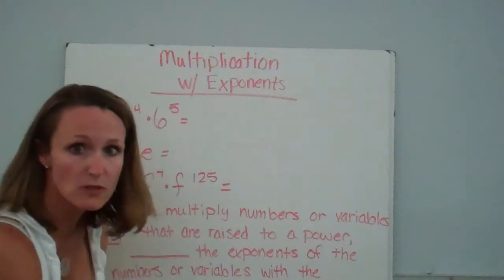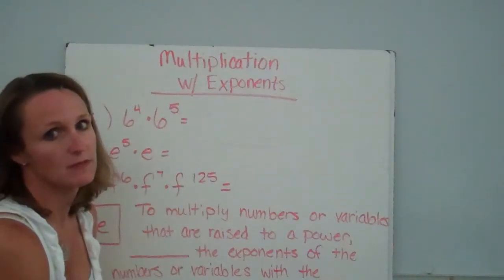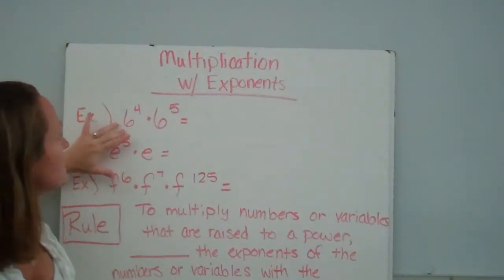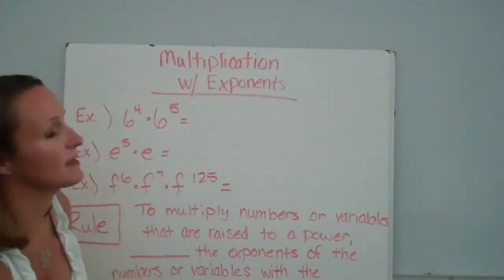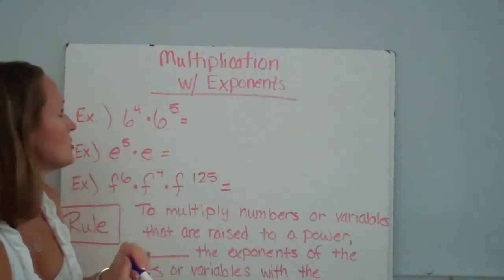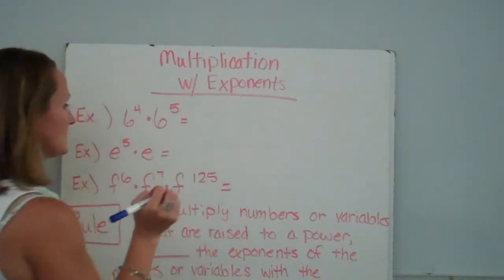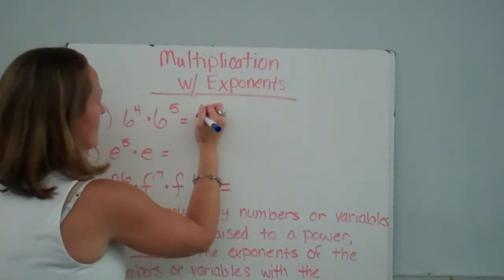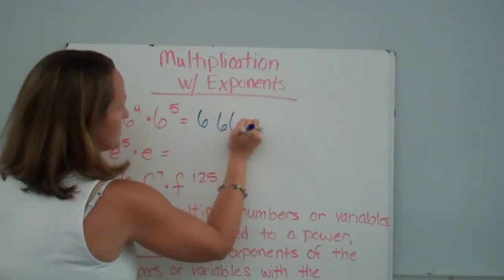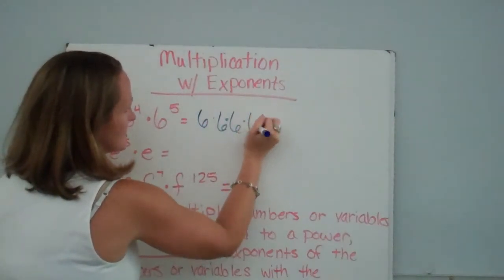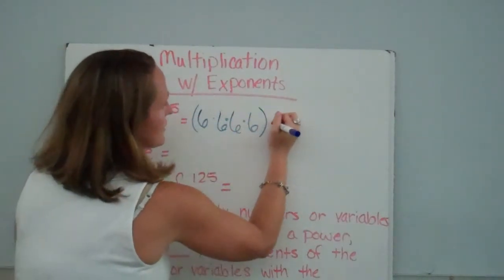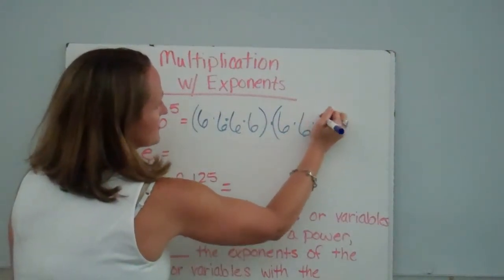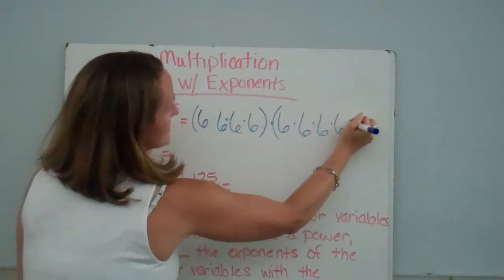Let's talk about how to multiply when we have exponents. So what if we have this one? Let's look for a trend. 6 to the 4th times 6 to the 5th. So your answer here is simply going to be, we have 6 times 6 times 6 times 6. There's your 6 to the 4th times 6 to the 5th. So 6 times 6 times 6 times 6 times 6.